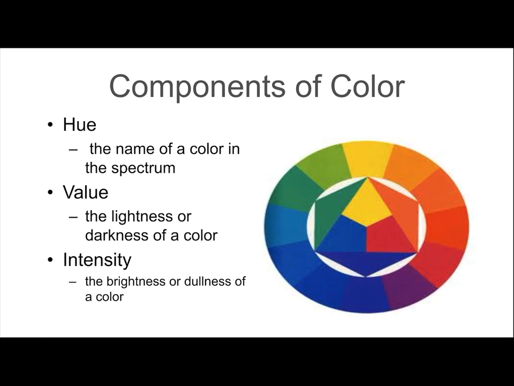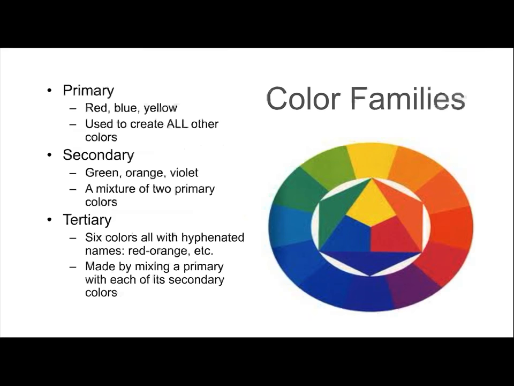The third component of color is intensity. Intensity is a color's brightness or its dullness. So think of the difference between blaze orange, a regular orange crayon, and the orange that a pumpkin is. They're all orange. They just have different color intensities. We will change a color's intensity by adding its complementary color.